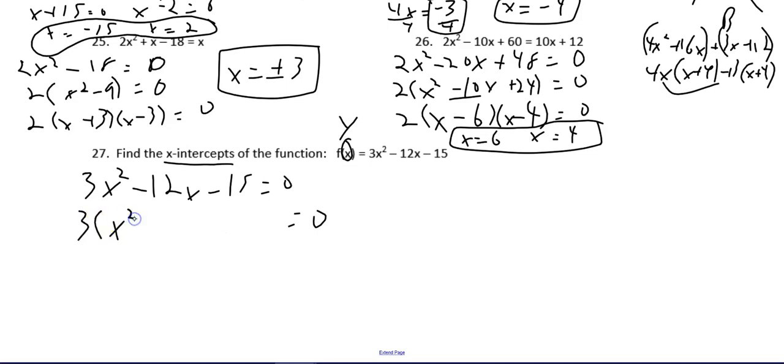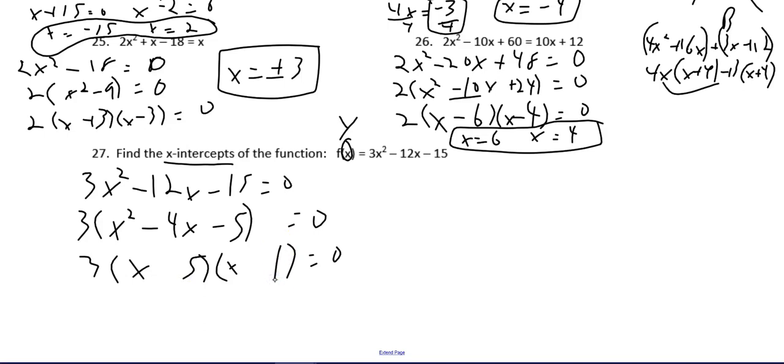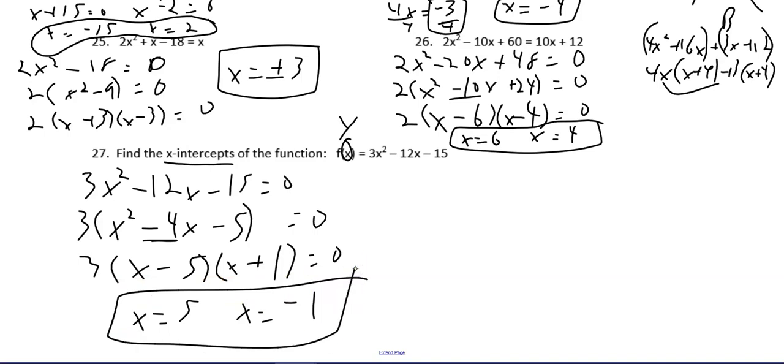So that's going to give me x squared minus 4x minus 5. Way easier to factor. So two numbers that multiply give me 5. Only one choice, 5 and 1. I need more negatives. Boom. So that's going to give me x equals positive 5 and x equals negative 1. Final solution.